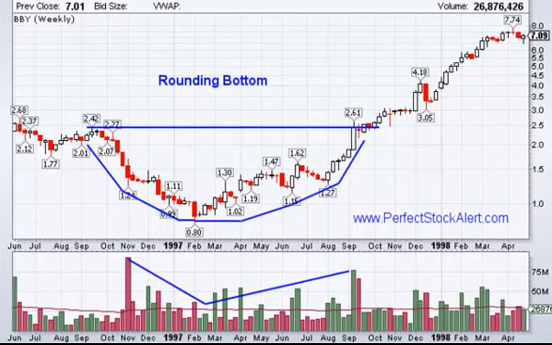Today we're going to be looking at the rounding bottom chart formation. This is a long-term reversal formation, basically turning a downtrend into an uptrend. In order to do that, you must first have a downtrend. And once you have the downtrend, you can see these develop. They are long-term. That basically means that it takes several months for them to form. So most analysts use weekly candlesticks to find these as opposed to daily candlesticks.